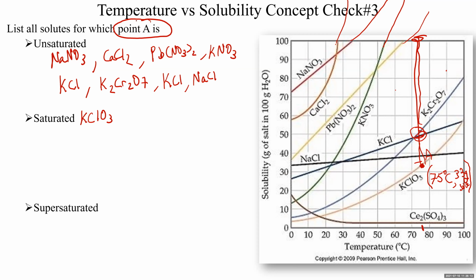KClO3 is saturated. How about supersaturated? What would be supersaturated at 75 degrees Celsius with 33 grams of that particular solute dissolved in 100 grams of water? Well, there's only one graph that sits below point A at 75 degrees Celsius, and that's the cerium sulfate.